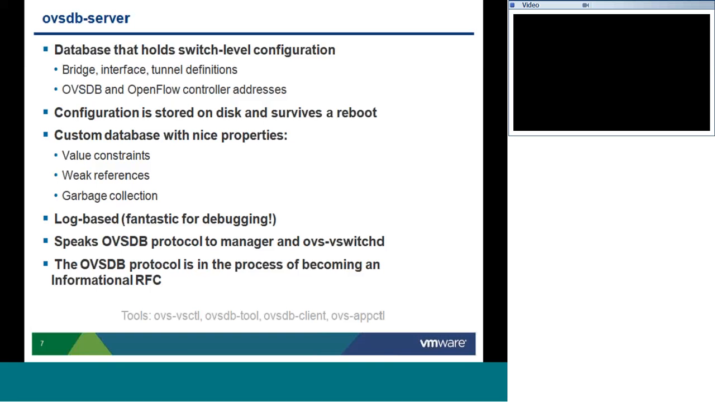I mentioned that it's log-based, so this is very helpful when you're trying to debug what's going on. You can actually replay the log and look at what happened, which has come in handy a lot for the work that we've done at Nicira and VMware, because you have all of these things that are changing configuration, and we can look back and say, was it the controller that made that change? Was it something that we did? And so you can kind of assign some blame.